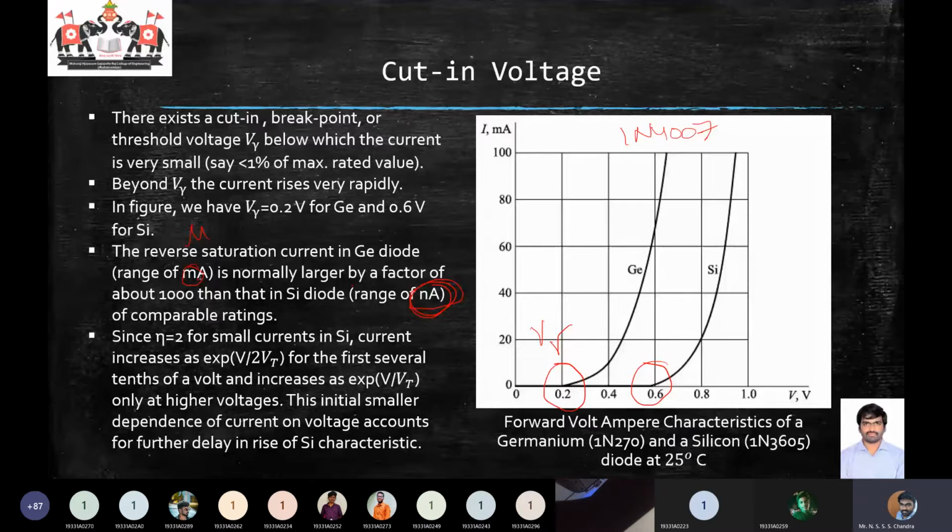And also for silicon, for small currents, we are taking the ideality factor as 2. It means that current increases as exponential of V by 2 Vt, where 2 is nothing but your eta, in eta Vt, where eta is equal to 2. So for the first few tenths of a volt, that is 0.1, 0.2, 0.3 and so on, for silicon the rise in current with voltage is much smaller compared to that of the germanium diode.